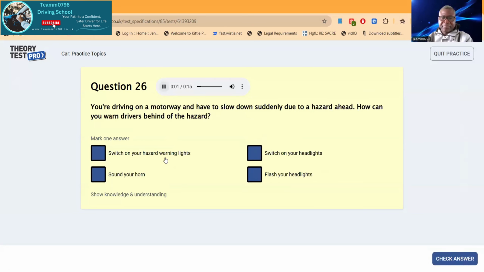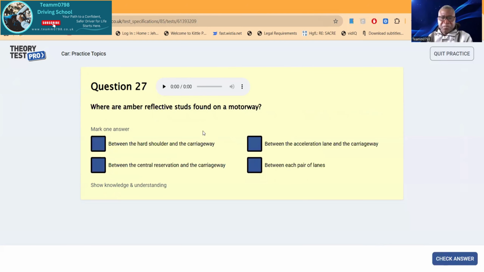You're driving on a motorway and have to slow down suddenly due to a hazard ahead. How can you warn drivers behind of the hazard? Switch on your hazard warning lights. Switch on your headlights. Sound your horn. Flash your headlights. Okay, we've spoken about this several times now. See a hazard ahead, switch on your hazard lights. The hazard lights will warn people behind you. Using your headlights, the headlights can only see forward. Sounding your horn is not the correct answer. Flashing your headlights is also not correct. Your hazard lights is the correct answer.